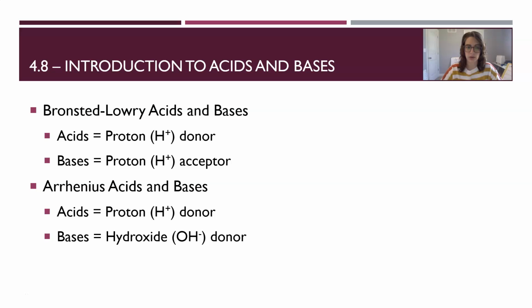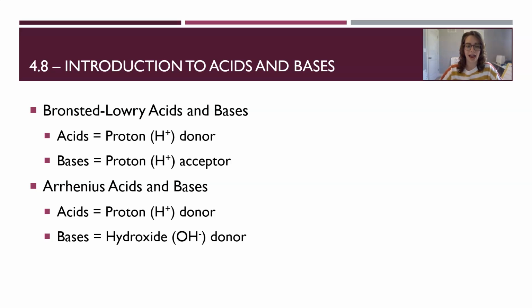According to Bronsted-Lowry, acids are proton donors. So anything that's an acid is going to give up or lose a proton or a hydrogen ion. Bases are going to accept protons or hydrogen ions. That means bases are going to gain protons. So usually we think about gaining and losing electrons. In this case, we're thinking about gaining and losing protons or hydrogens.